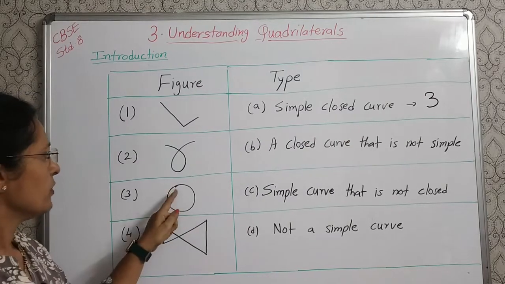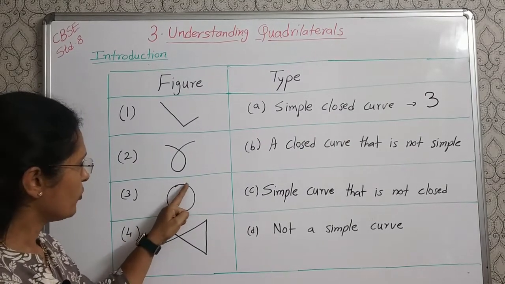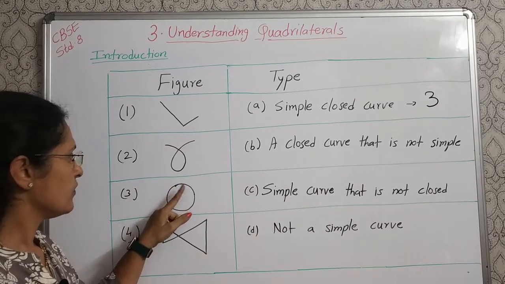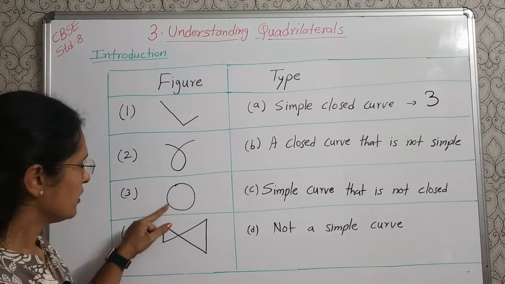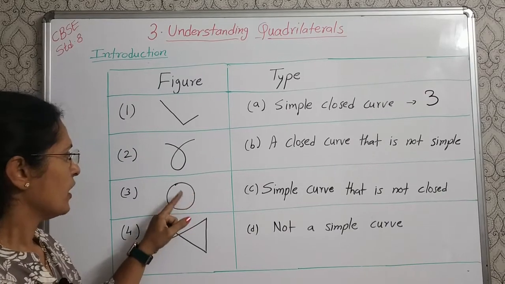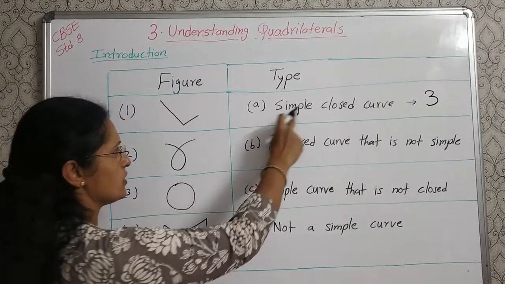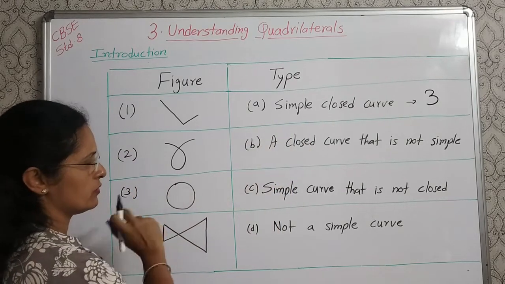and it is also a closed curve, because if you take this as a starting point and you complete the circle, the end point is also there itself. If you start from here, then the end point will be there only, and we don't know exactly where is the starting point. So this is the simple closed curve.